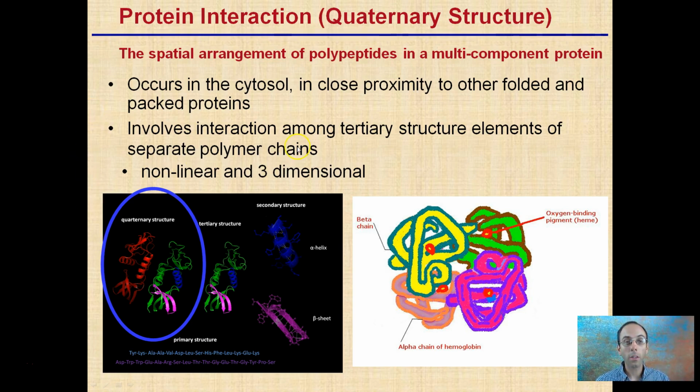This involves interaction among tertiary structure elements separate into polymer chains. These are nonlinear three-dimensional structures. You can see the example here, kind of a cartoon image, but this is hemoglobin. You can see distinctive 1, 2, 3, 4 different structures here, all coming and interacting with one another to form a functional final protein structure here.